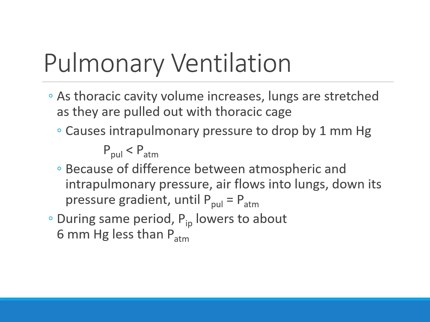So remember, the outside is always 760, so we're always comparing that. Air is always going to go from an area of high pressure to an area of low pressure. So if we increase the volume, we decrease the pressure compared to the outside world, and that decrease is only 1 millimeter of mercury. The lungs were at 760 inside, the outside world was 760, so they were equal. We increase the volume, so we decrease the pressure, we move it down to 759, 758, right? And that's enough to cause air to rush in.